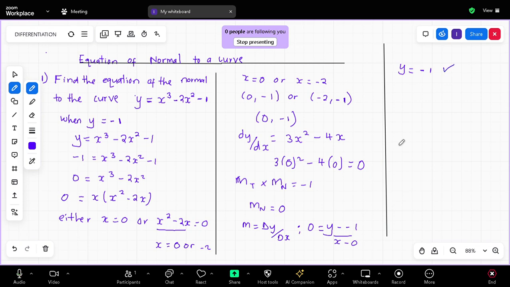Now, the second part, we have the point (-2, -1). I'm going to find the equation of the normal. First of all, the gradient function.